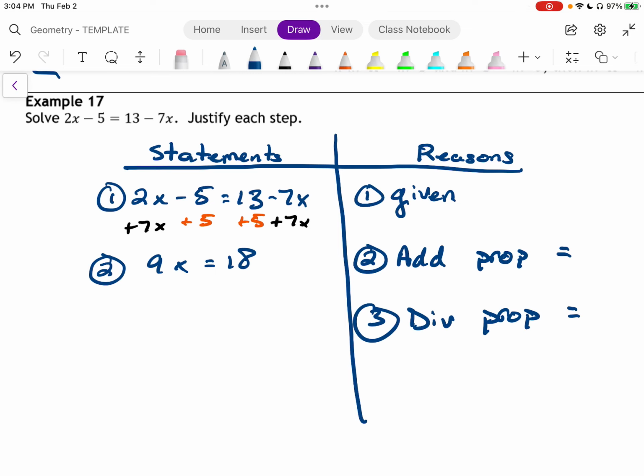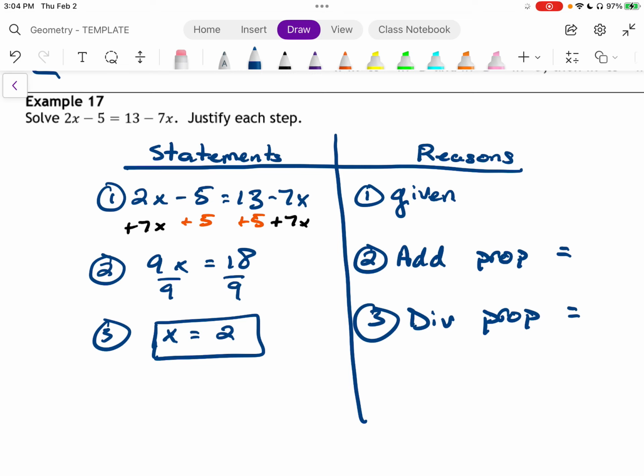So you don't want to abbreviate any more than I do. So here, step 3, we already said that it's the division property. Well, that's going to be dividing the 9, and that gives me x equals 2. And that's it. We're done. We can just box that in, and there we are.